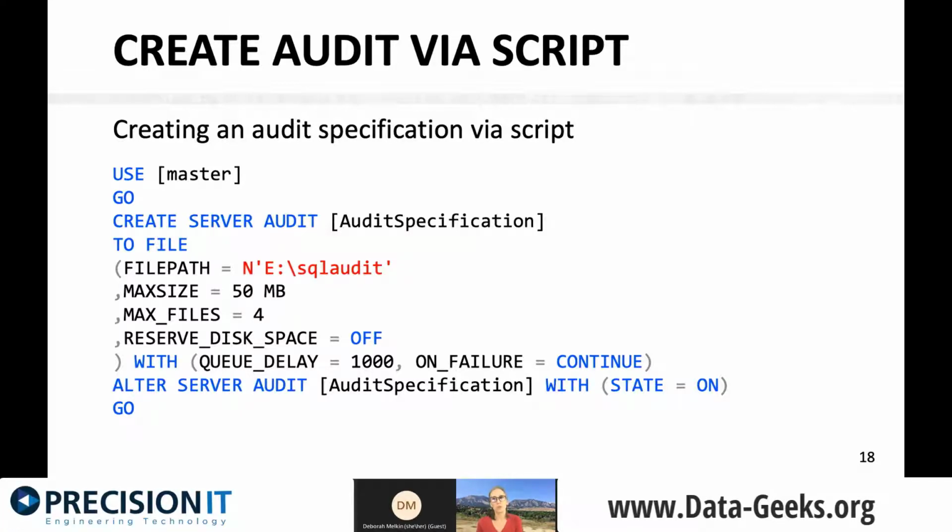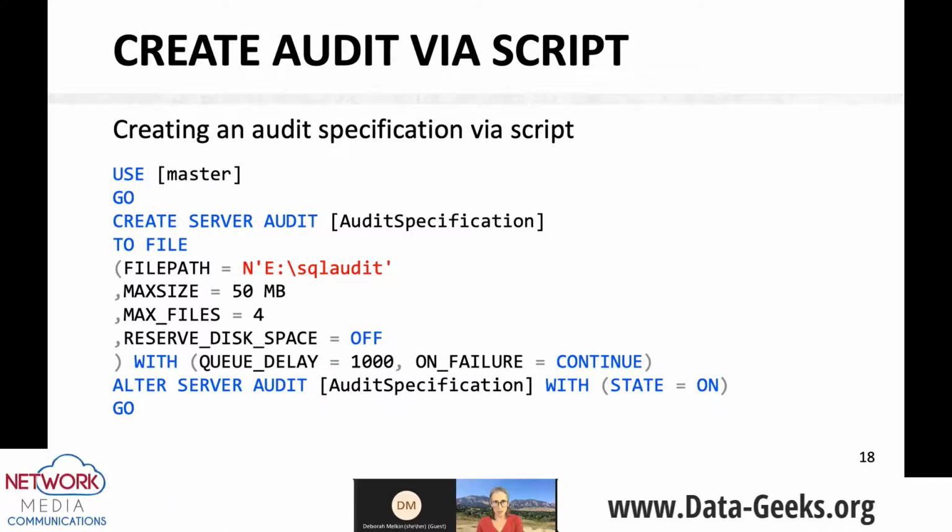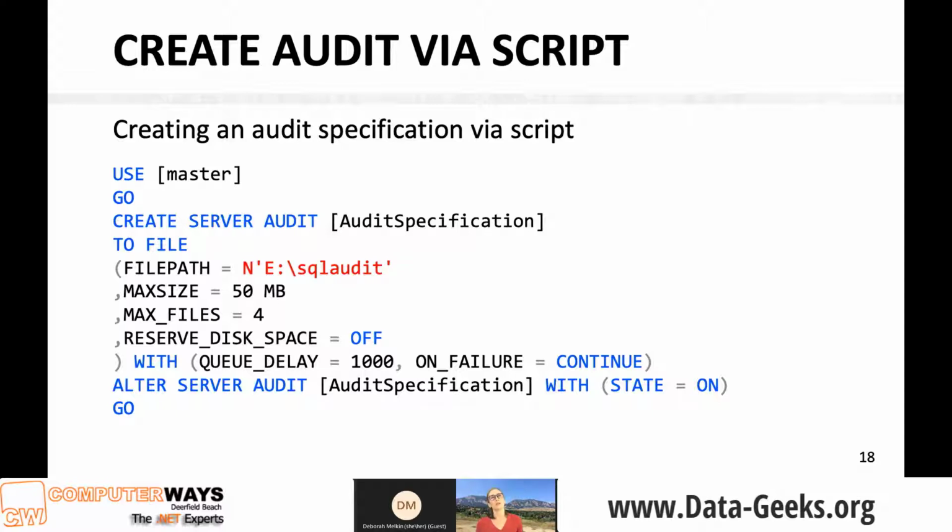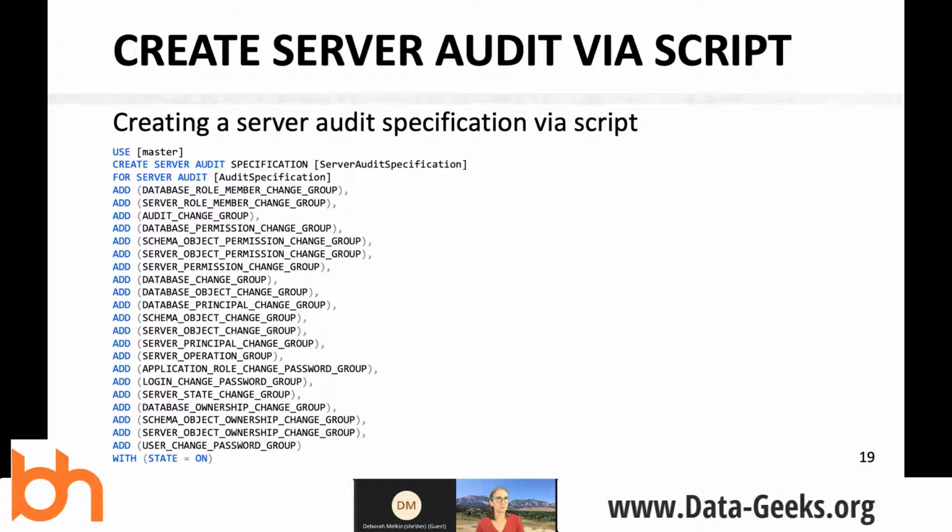The thing to note with the GUI is that when you create an audit specification or any of the audit components, they are disabled by default. And so here in the script, I just enable it at the bottom. That way I don't go crazy thinking, why is this not collecting anything? Because I didn't enable it. So my script also takes care of that. So it's a lot nicer.